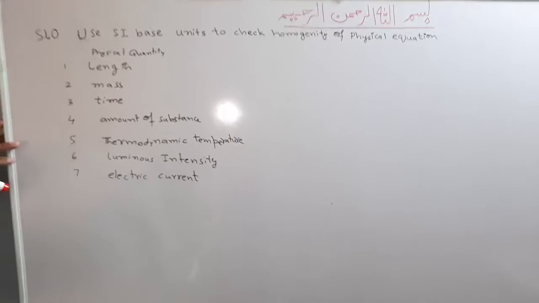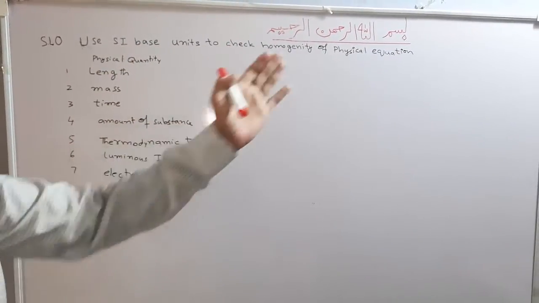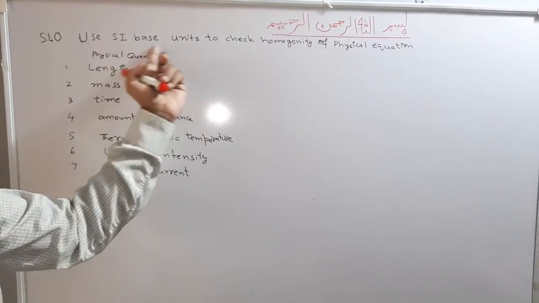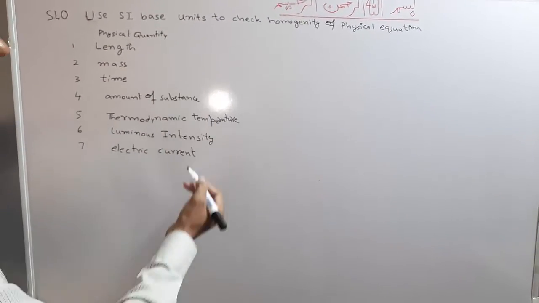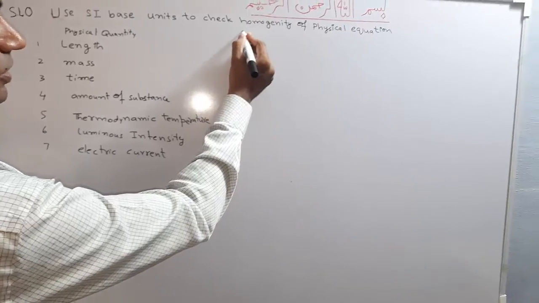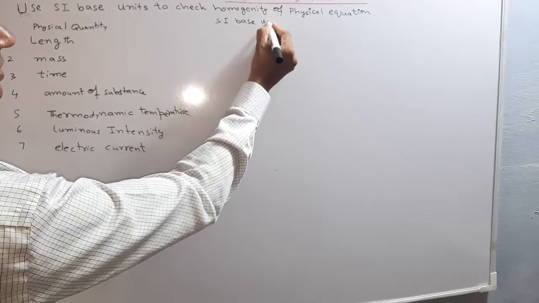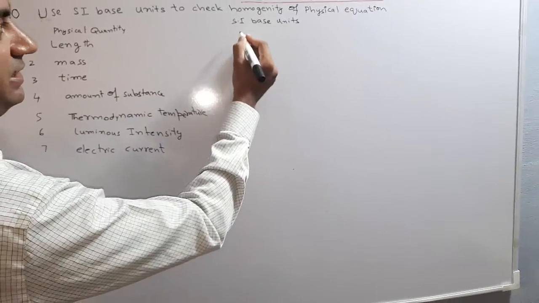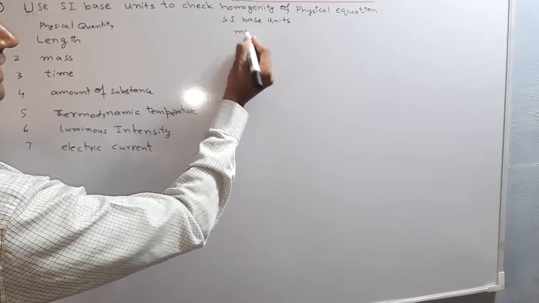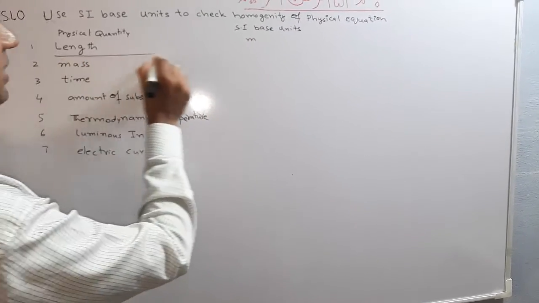The question arises why we are going to learn it. Because we are going to check the homogeneity in the physical equation using SI base units. So what are SI base units? These are the 7 SI base quantities and their corresponding units, which we did in the previous video as well. Length has the SI base unit meter, which we represent with m.